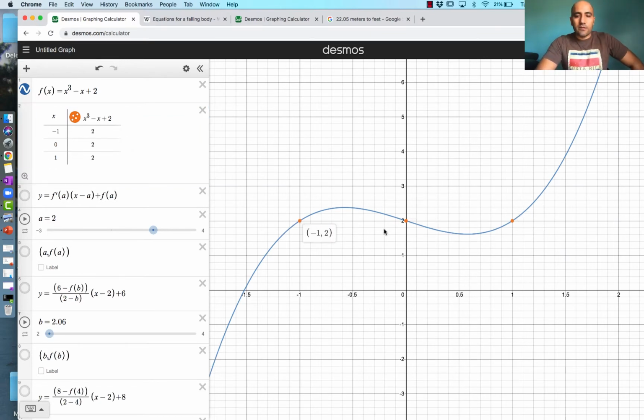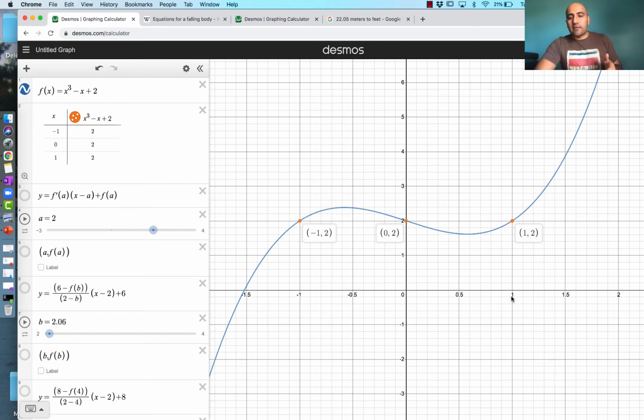Okay, so here is (-1, 2), (0, 2), and (1, 2). All 3 input values give you the same output. And that's very valuable information, but we'd like to know more. One of the things we'd like to know is when the input value is 1, the output is 2, but where is it heading? I can see from my picture that the graph is heading up, right?